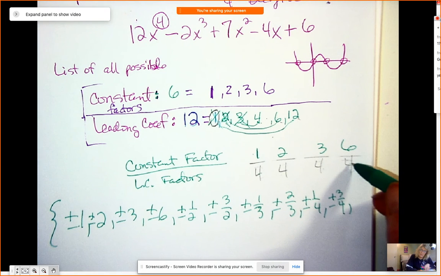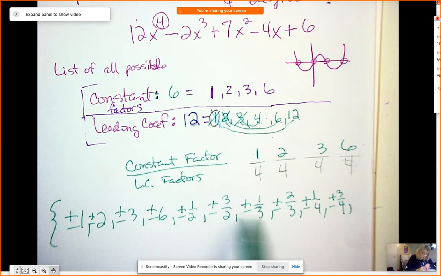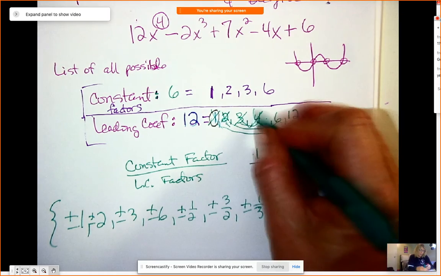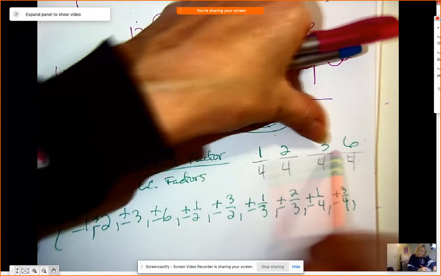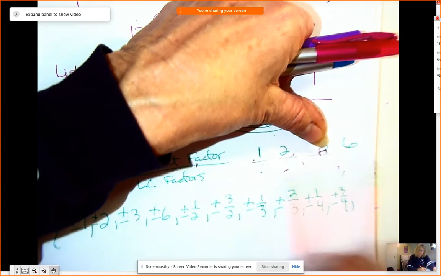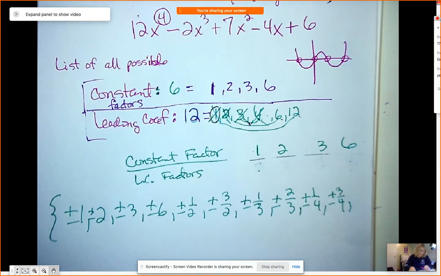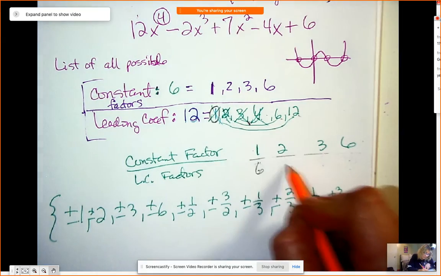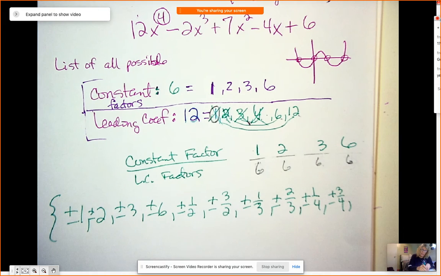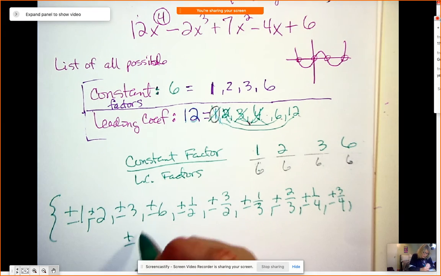Okay, 6/4 reduces to 3/2. It's already in my list. Okay, so I'm done with 4s. Guess what number I'm going to now? And this is how I suggest you do it. Get a pencil and erase. Don't make your paper all crazy like I can tend to do. I'm going to try 6 now. 1/6. Of course, if you run out of room, just go down to the next row.